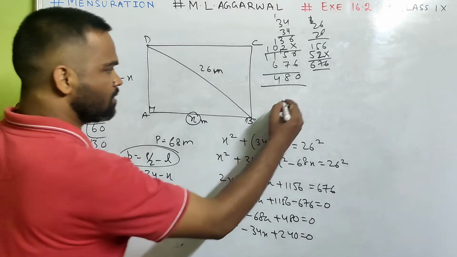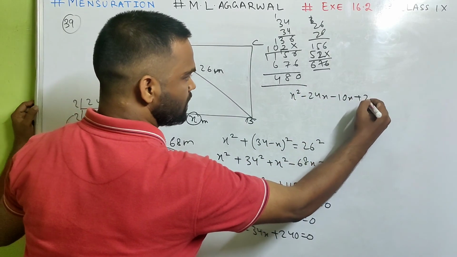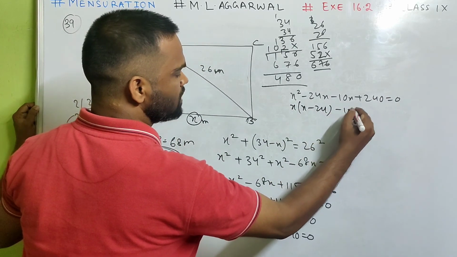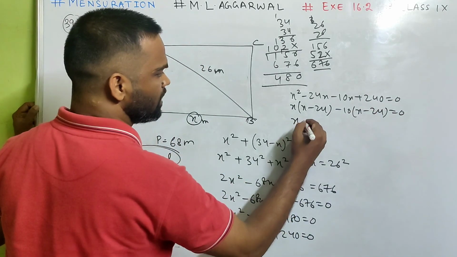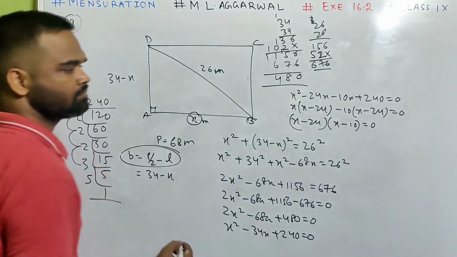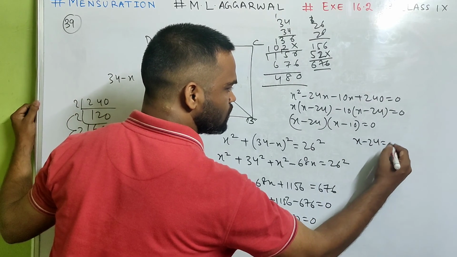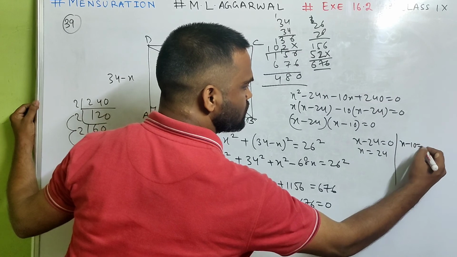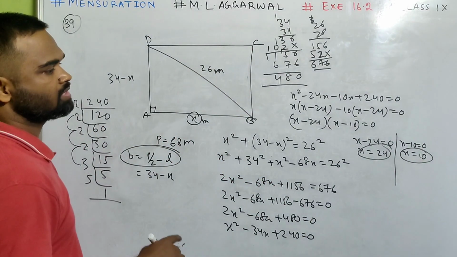24 and 10. So middle term, x square minus 24x minus 10x plus 240 equals 0. x taken common, x minus 24, minus 10 taken common, so x minus 24 equals 0. I'm doing middle term, so (x minus 24)(x minus 10) equals 0. Done. Now for zero product rule, I can say that x minus 24 equals 0, which is x equals 24, and x minus 10 equals 0, so x equals 10. Yes or no?